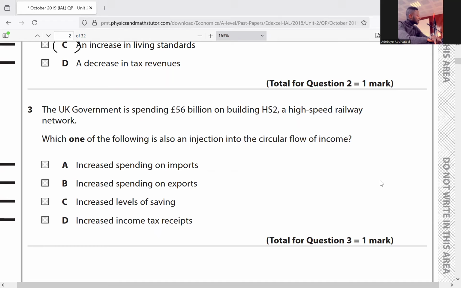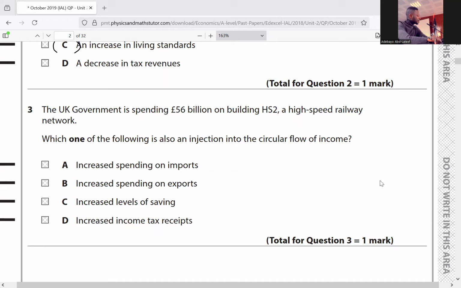So the answer is B, but let's look at C and D. For C, they said increased level of savings. Savings means what we did not spend. And if we don't spend, it simply means there's withdrawals within the economy. That does not add to the income. It's withdrawal. So it is not C.